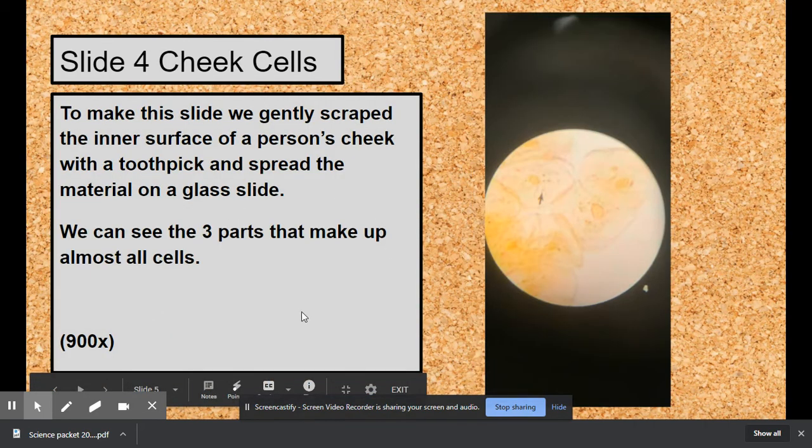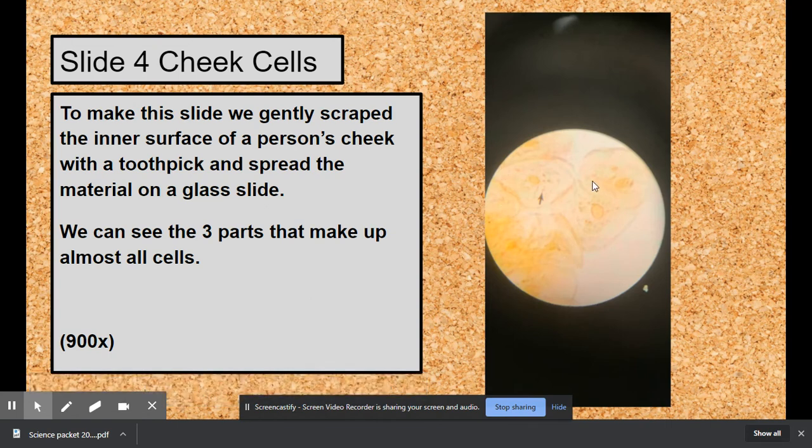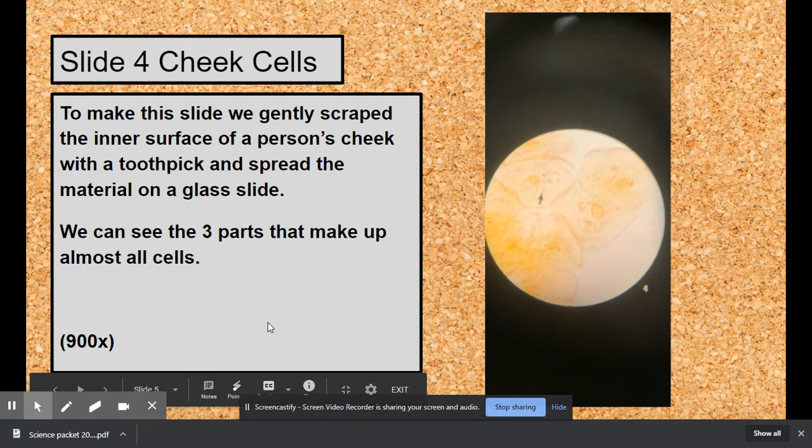Our next one at slide 4 is cheek cells. So you're going to be pausing this, and you're going to be drawing these cheek cells. To make this slide, we gently scrape the inner surface of a person's cheek with a toothpick and spread the material on a glass slide. We can see the 3 parts that make almost all cells.